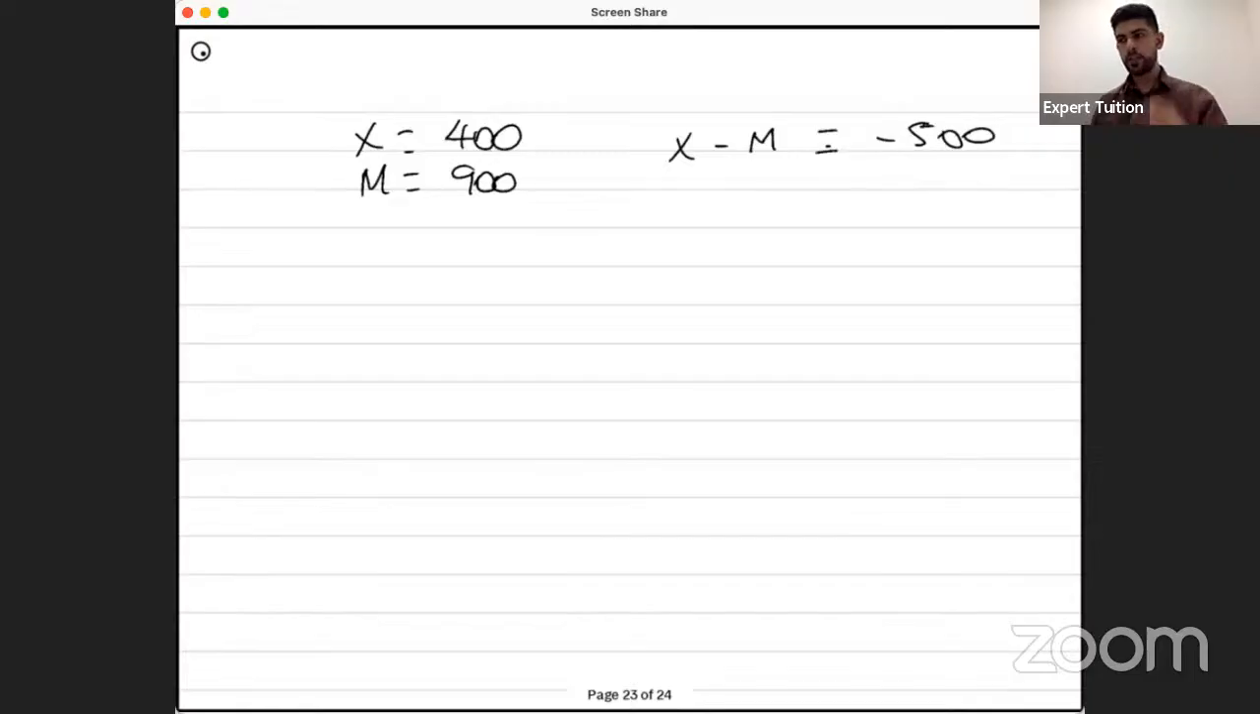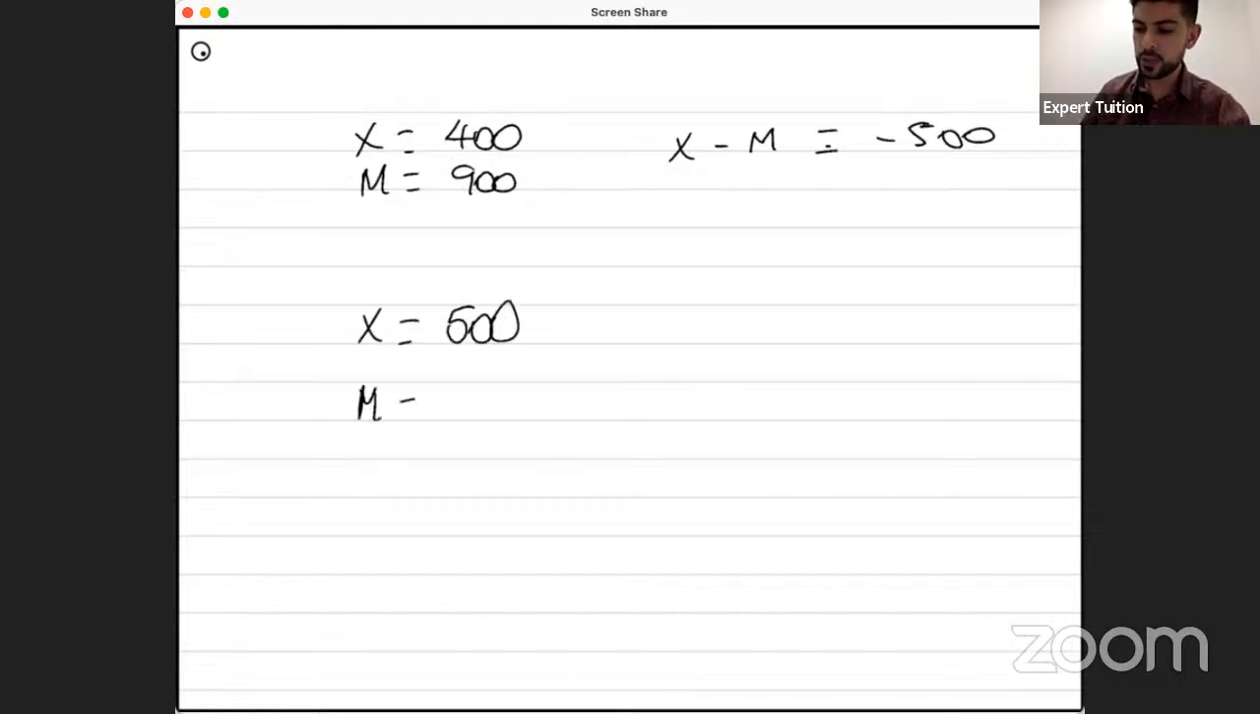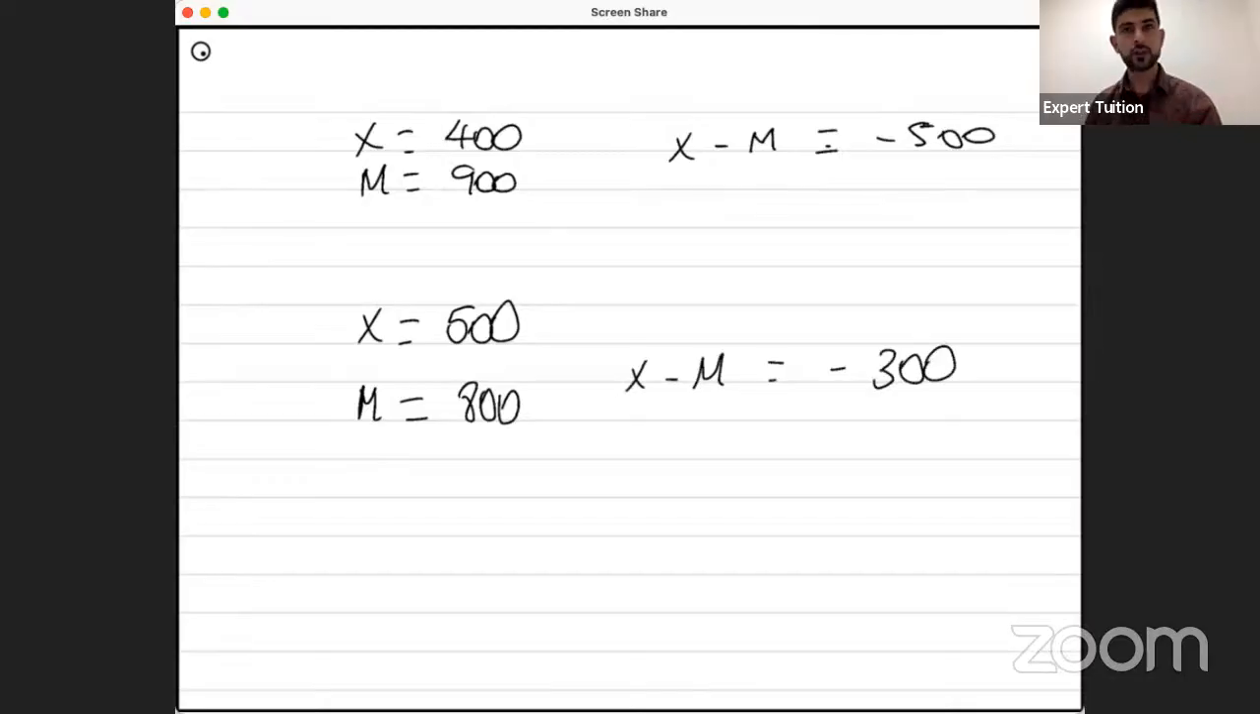Okay. Well, we just said that exports are going up. So let's pick any number bigger than 400, so let's say 500. And imports are going down, so any number lower than 900, let's say 800. Well, X minus M now is equal to minus 300. Did your current account deficit get bigger or smaller? Well, it got smaller. It's less negative. So this is going to basically improve your current account. Is that clear? That is your first analysis.